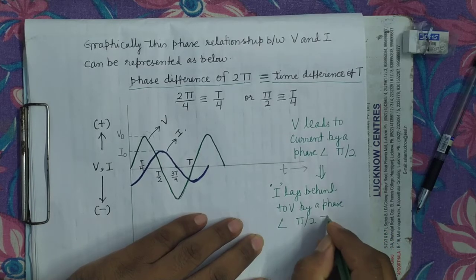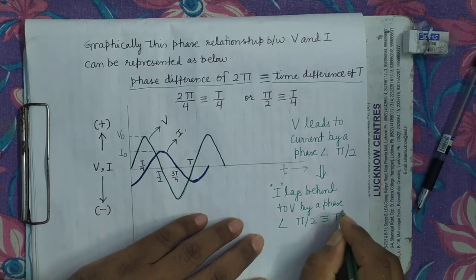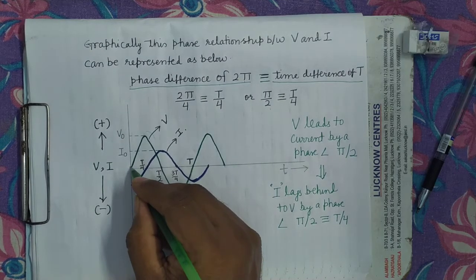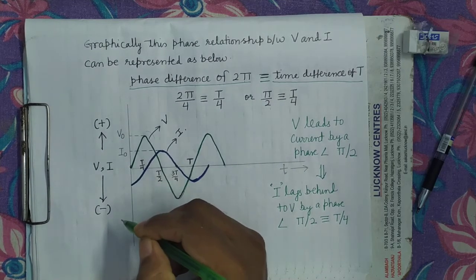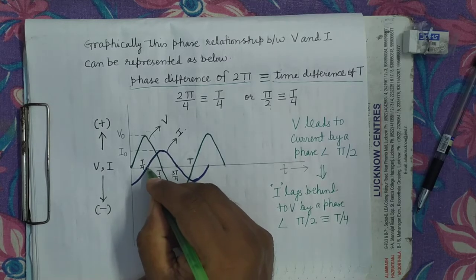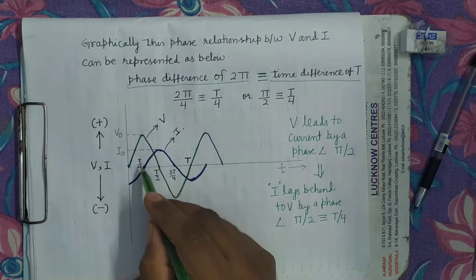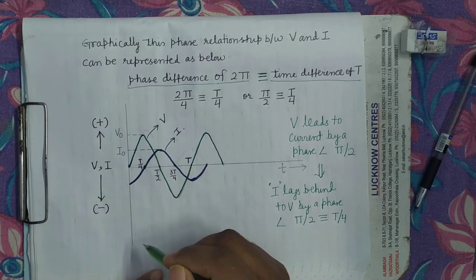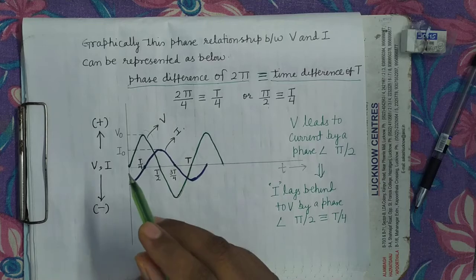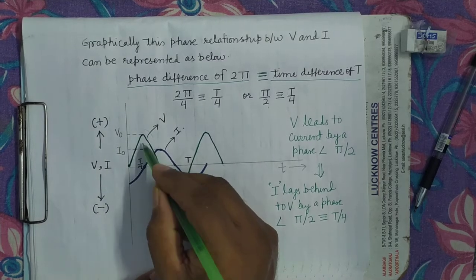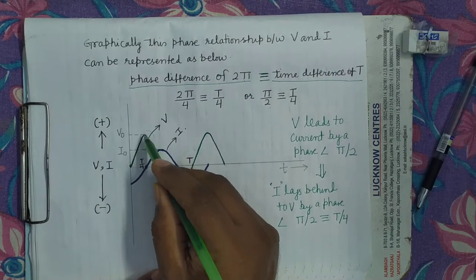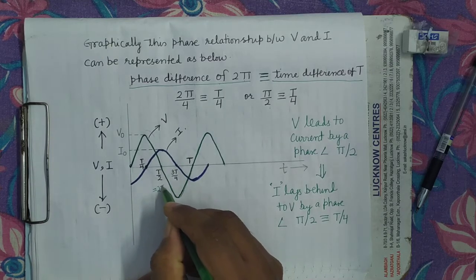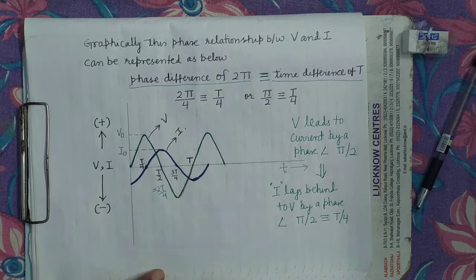It means in time, it is lagging behind by how much time? T by 4. Means if voltage starts at t equals 0, then current will start at what time? At time T by 4. If voltage becomes maximum at time T by 4, current will become maximum at what time? At 2 times of T by 4, means T by 2.